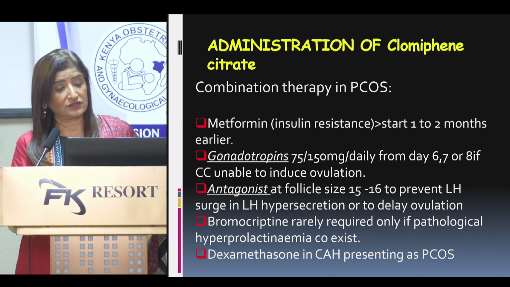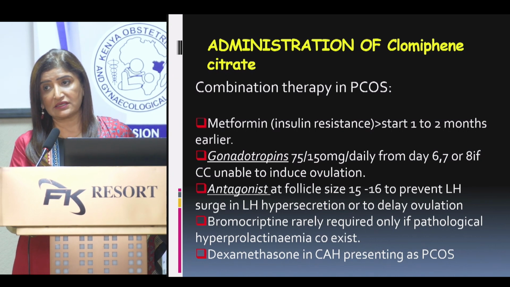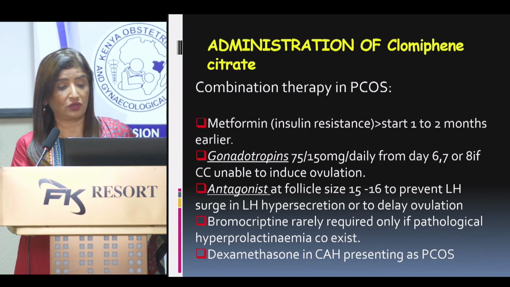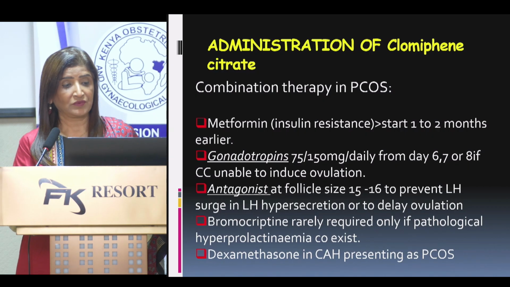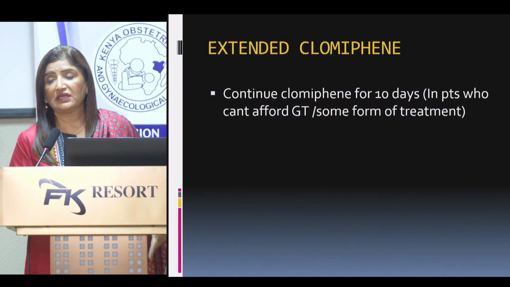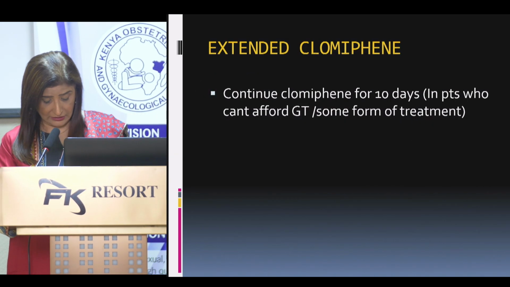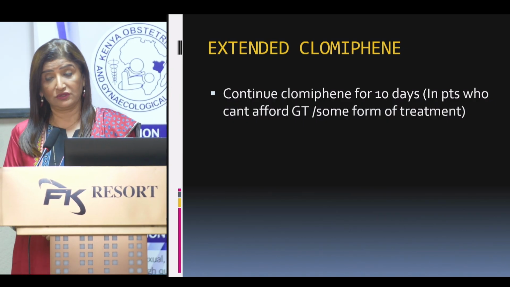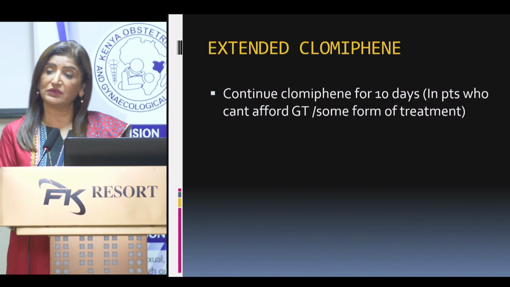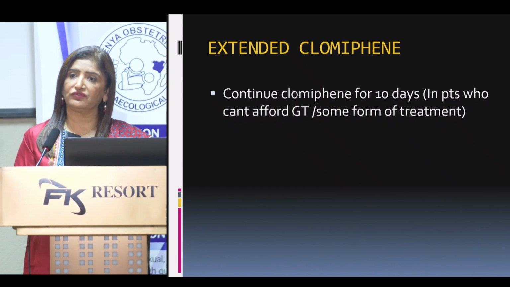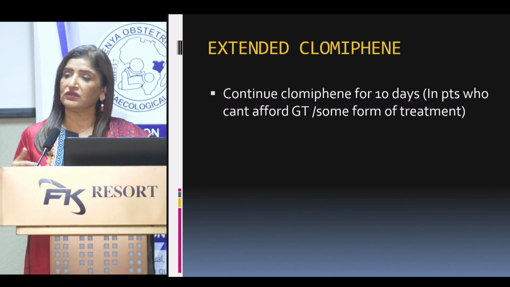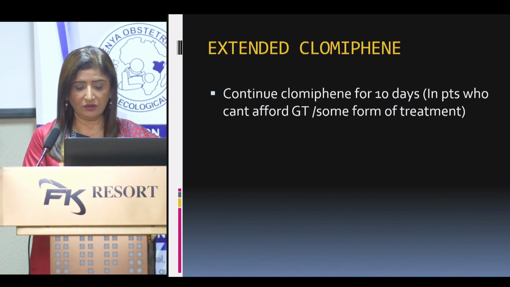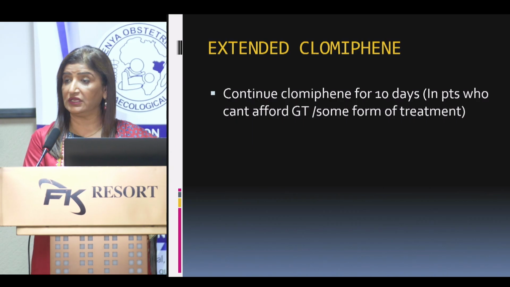In resistant cases of PCOS, you can try adding dexamethasone 0.5 mg daily. That can sometimes correct the immunological factors, and you can have a follicle. This is something which we used to practice in India, and it is basically for the patients. Some of the patients are not able to afford HMGs, so it's a cheaper option which is extended clomiphene regimen. So you can go on giving the clomiphene for 10 days, and you might get some follicles for the patients, especially who can't afford the gonadotropins.